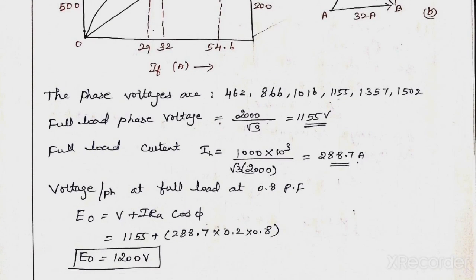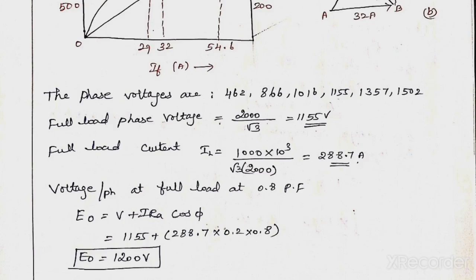The voltage per phase at full load power factor, that is E, is equal to V plus I RA cos phi. We know the value of I and the value of V. So V is equal to 1155, I is equal to 288.7. So E0 is equal to 1155 plus 288.7 into RA value 0.2, into cos phi value 0.8. Finally, we get the value as 1200.